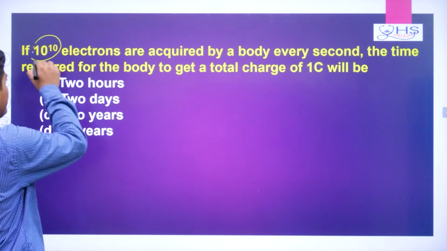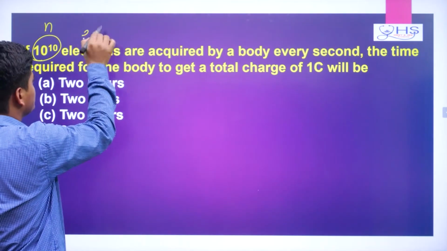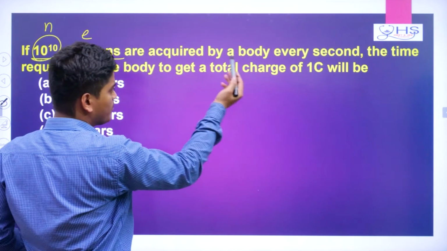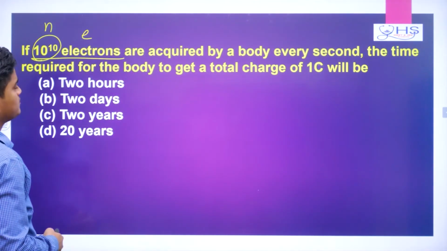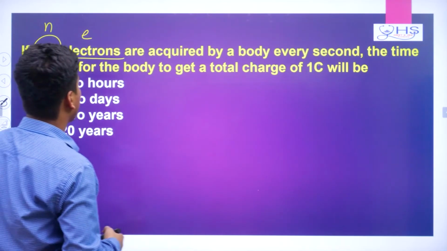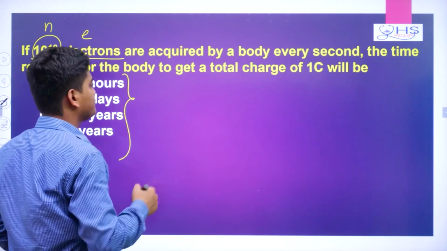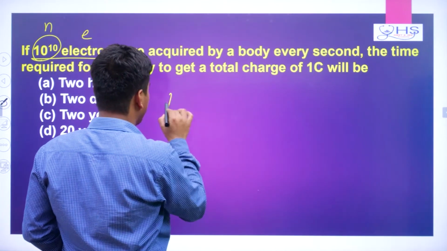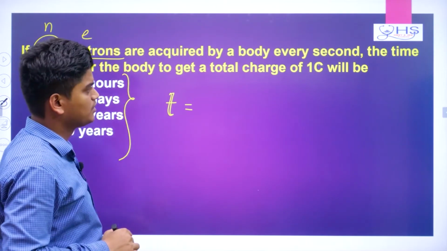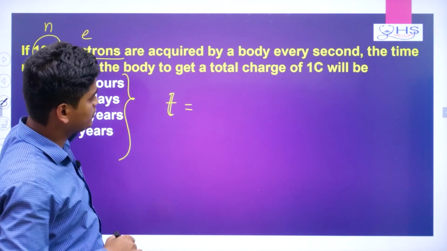If 10 to the power 10 electrons, that means the number, multiplied by the electronic charge E, gives the total charge acquired by a body every second. The time required for the body to get a total charge of 1 coulomb will be how much? Some options are given. Now listen, suppose you want to find the time, and some charge is also given. In every second this many electrons are acquired.